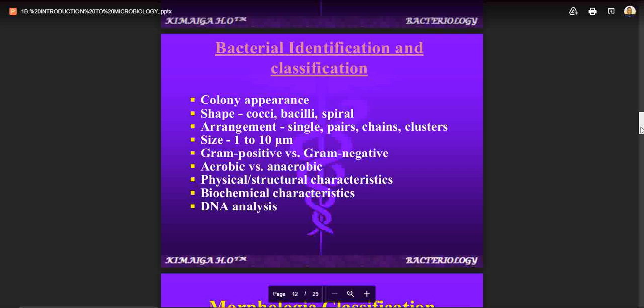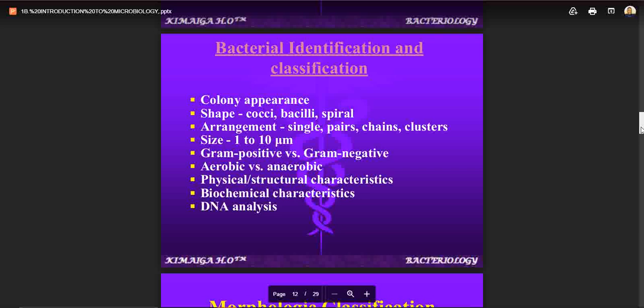Then we can also classify them depending on the stain that they take. When Christian Gram brought in the gram stain, it also helped us in classifying bacteria. So we have gram positive and gram negative. The ones which turn positive with the gram stain, we call them gram positive, and the gram negative also, depending on the color, the crystal violet and the purple color.